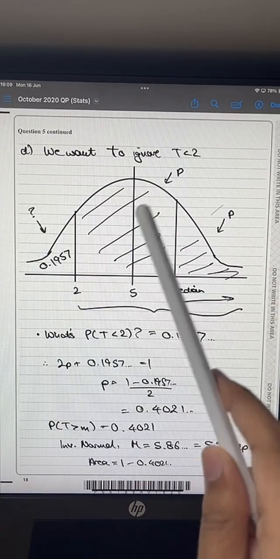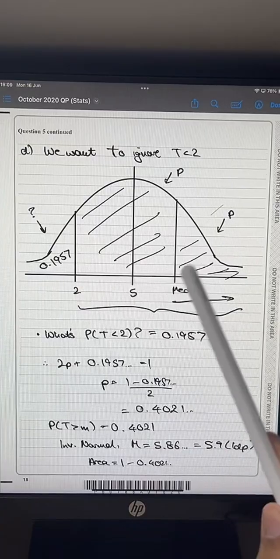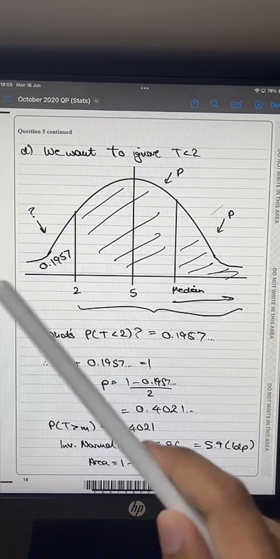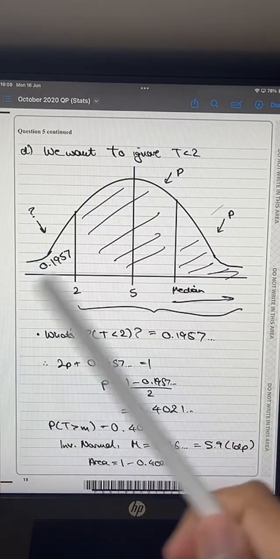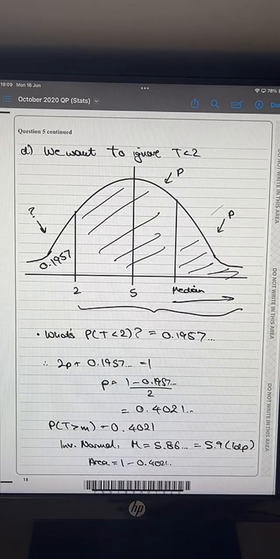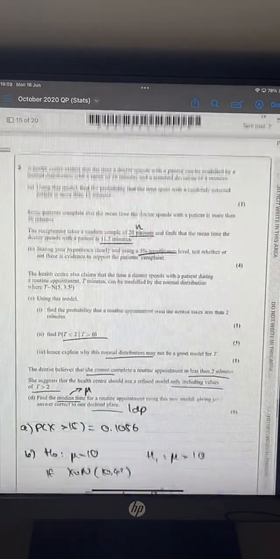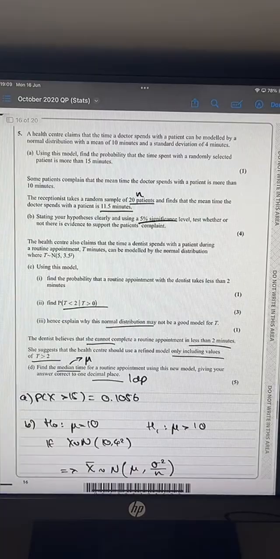So I know it's a median. This bit here, if I'm ignoring this bit, and this bit here have got to be the same. And then I just use what you already know about normal probabilities and then add it on. So yeah, the question real quick is up here if you want to screenshot that.